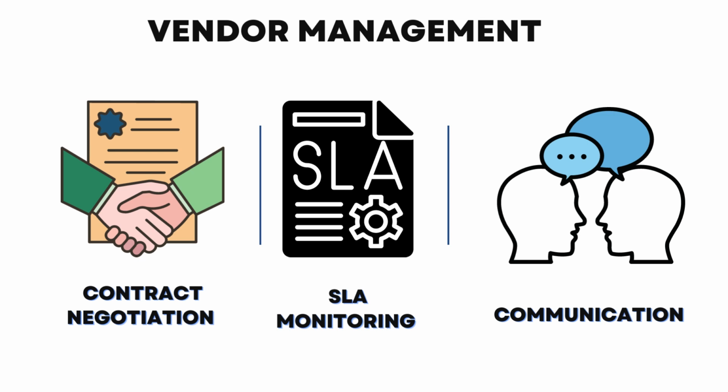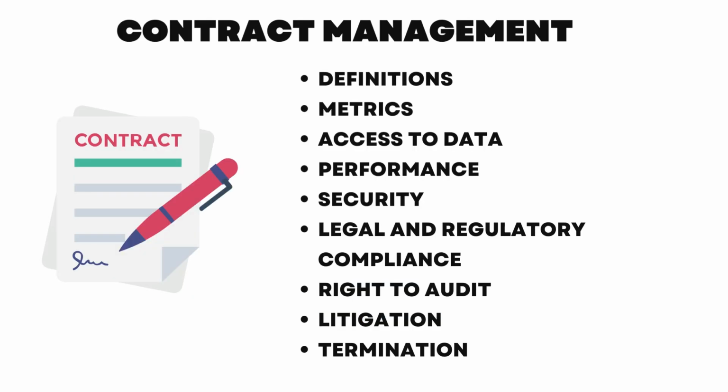SLA monitoring. As a CCSP, you have to be monitoring your cloud vendor's compliance with the SLAs, right? You have to make sure whatever SLAs are defined are being monitored. And communication. Managing a cloud vendor involves a whole new level of communication internally and externally. You have to make sure your requirements are communicated to the cloud provider. And as a CCSP, you are the go-between between your organization and the cloud provider from the security perspective.